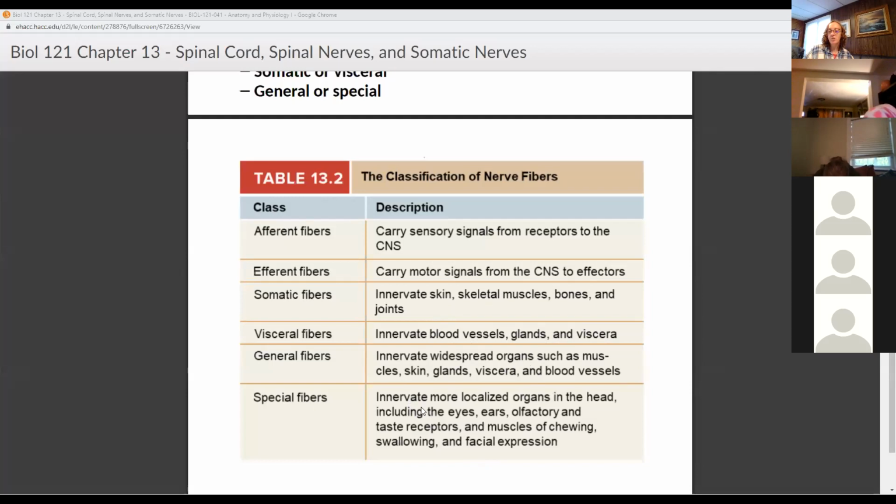Special fibers are going to innervate localized organs in the head, eyes, ears, olfactory, your nose, taste receptors, muscles of chewing, swallowing, and facial expression.